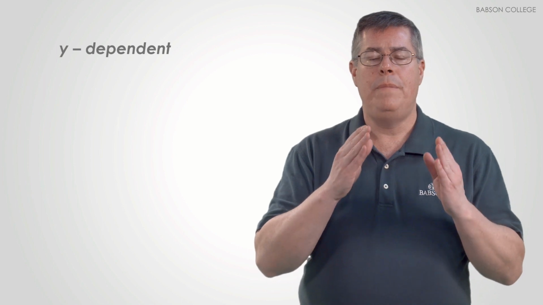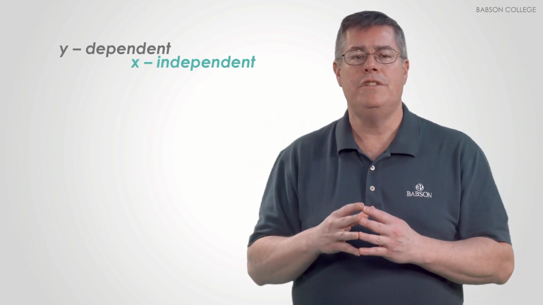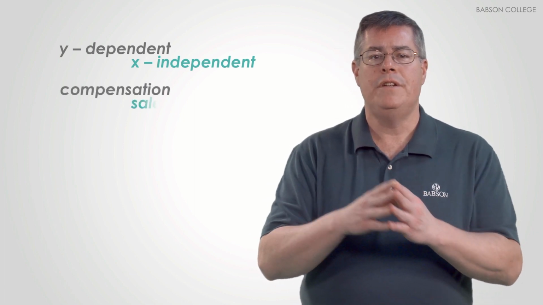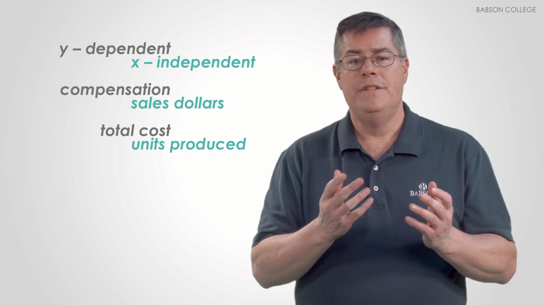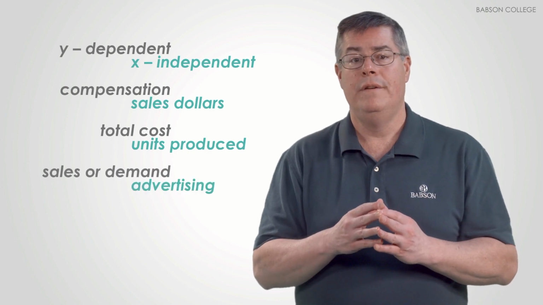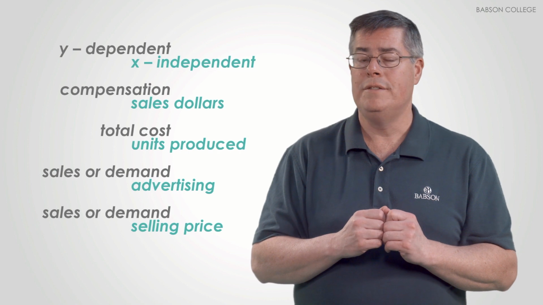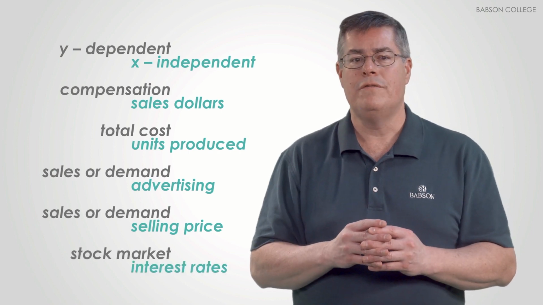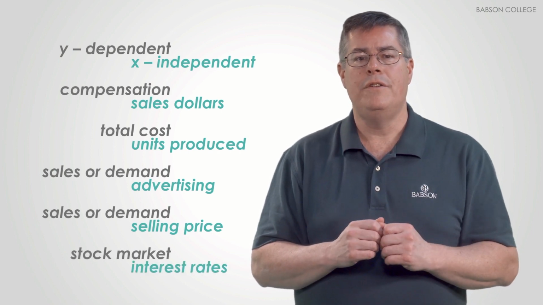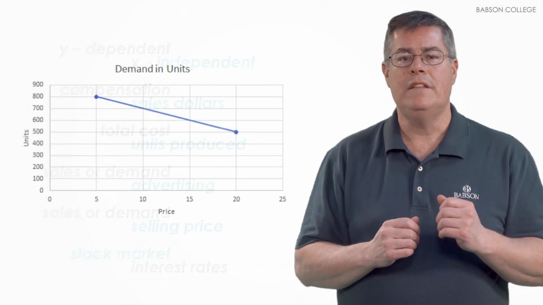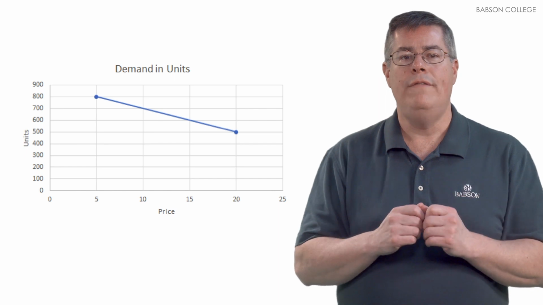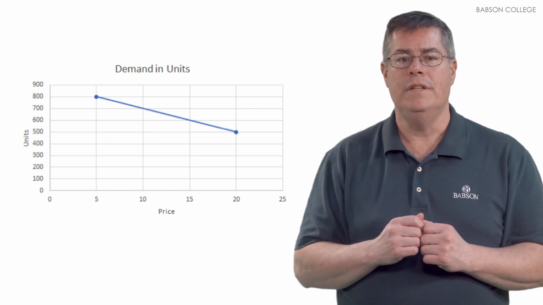We start with our y variable dependent on x, or independent. Some of the relationships include compensation and sales dollars, total cost and units produced, sales or demand and advertising, sales or demand and selling price, the stock market, and interest rates. Note that the latter two on this list are inversely related. That means as the x value increases, the y value decreases, as you can see in this display.